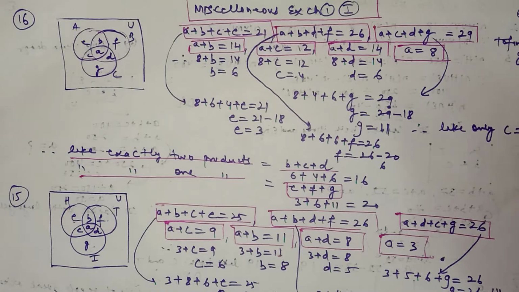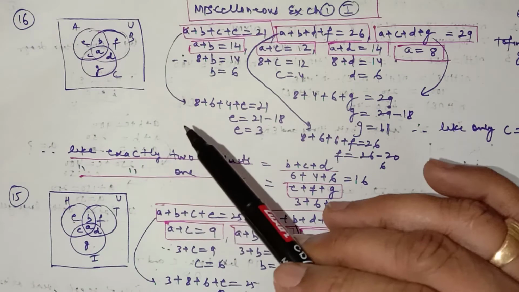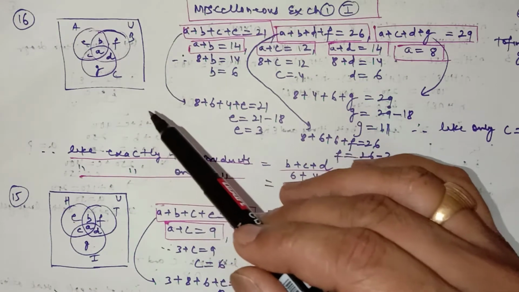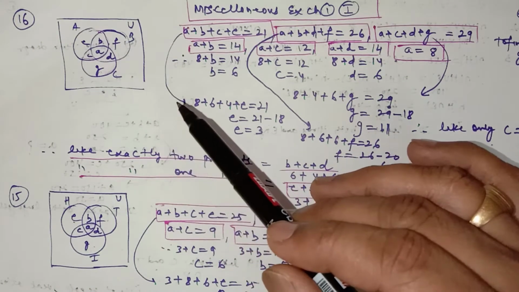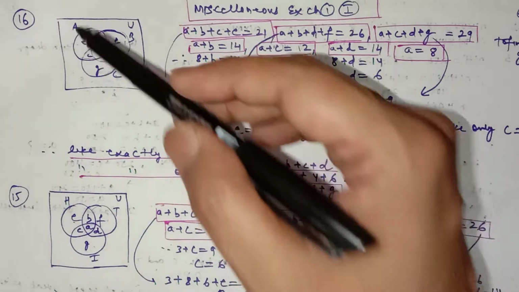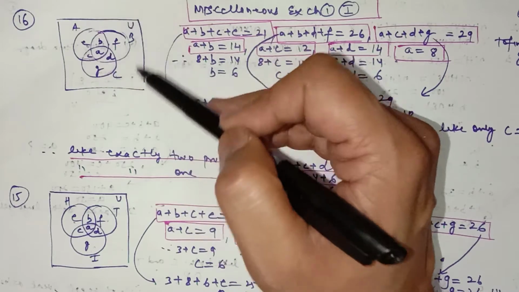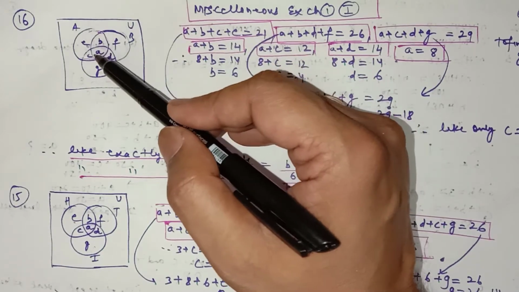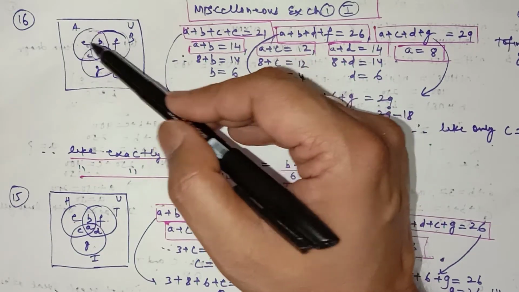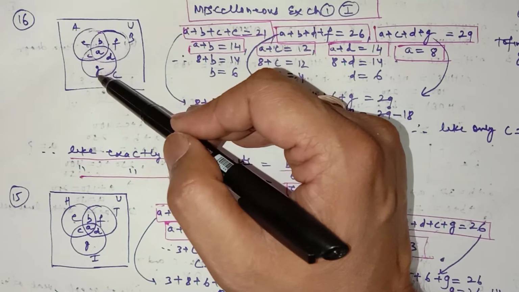So in question number 16, it is given that in a survey it is found that 21 people like product A, 26 like product B, and 29 like product C. So there are 3 sets, set A, set B, and set C. You know how to draw the 3 sets in a Venn diagram. And how many parts do we have? A, B, C, D, E, F, G, like this you mark it here.